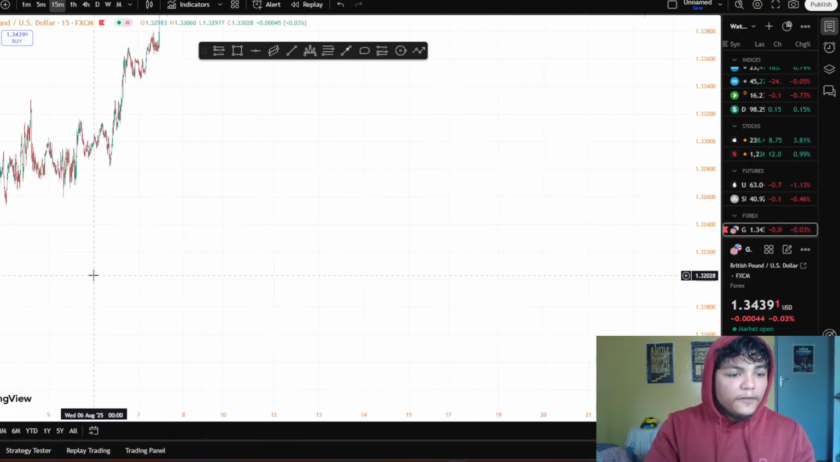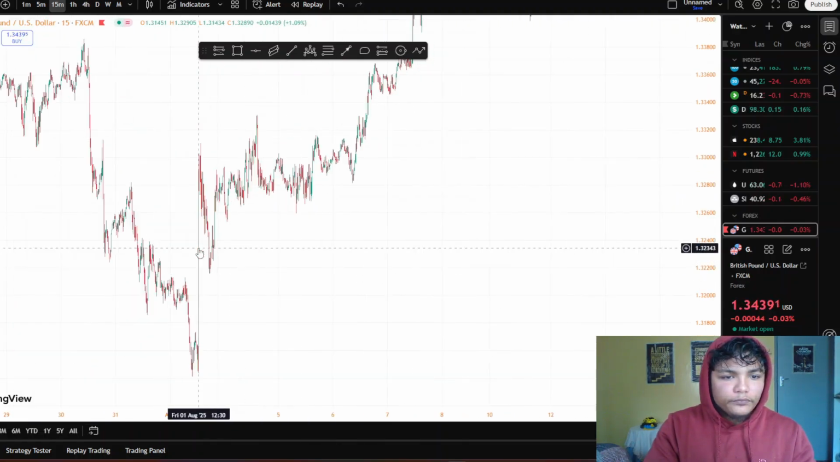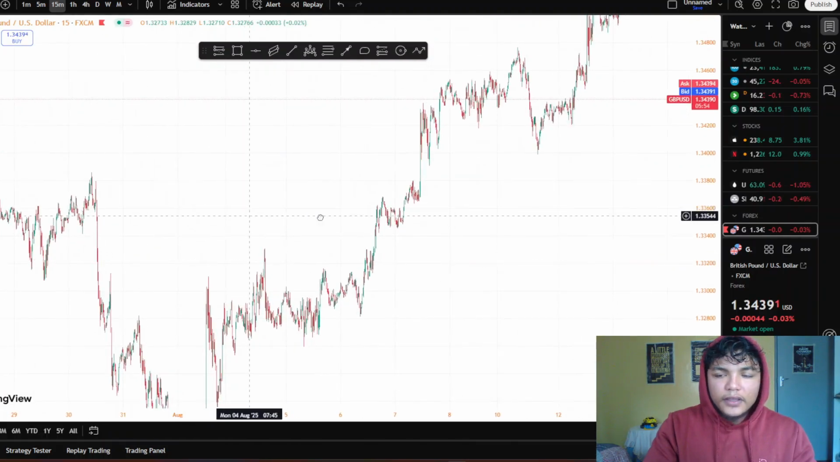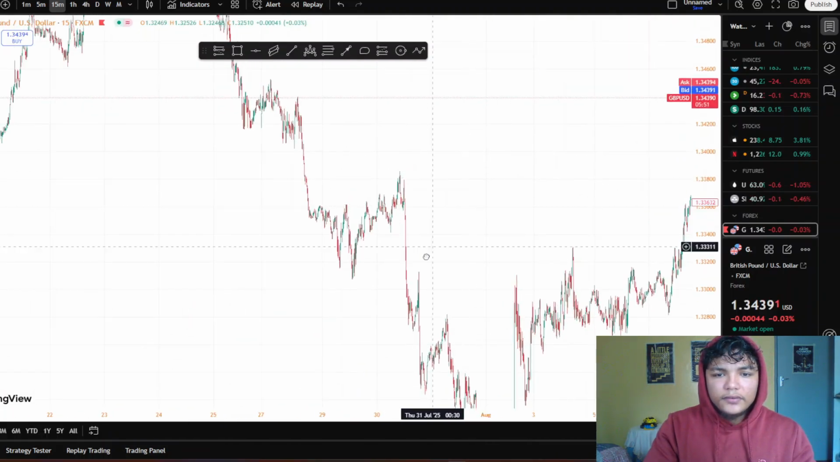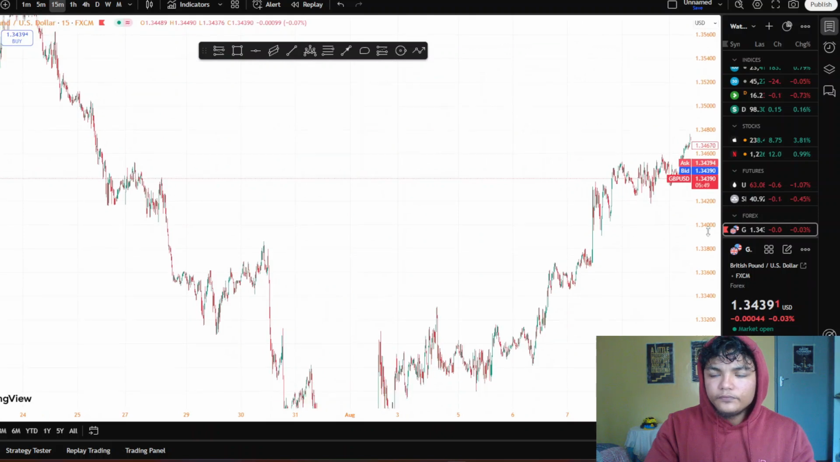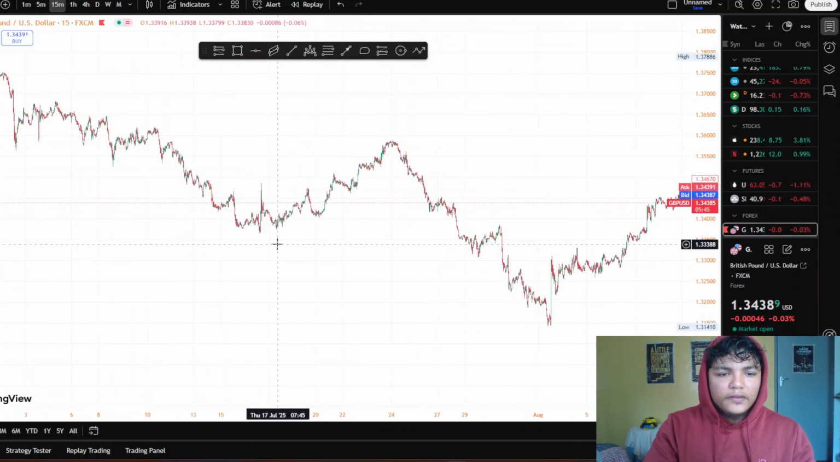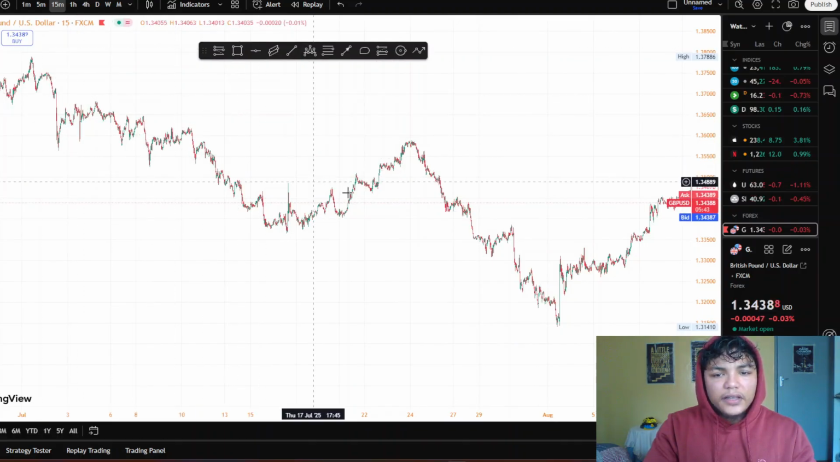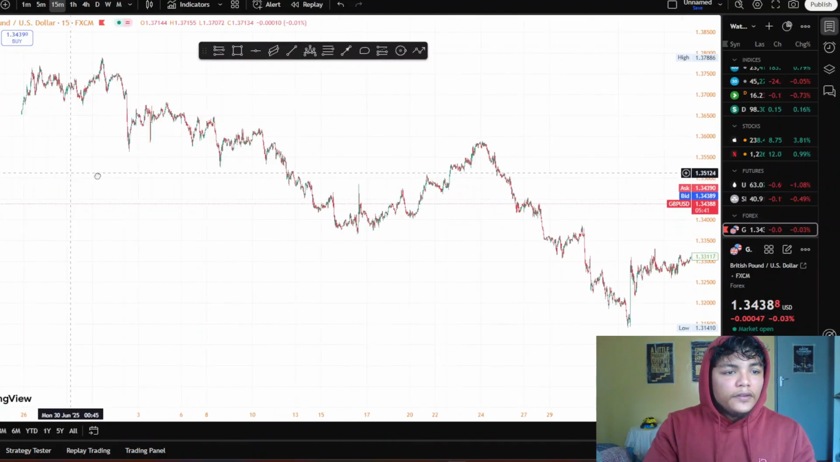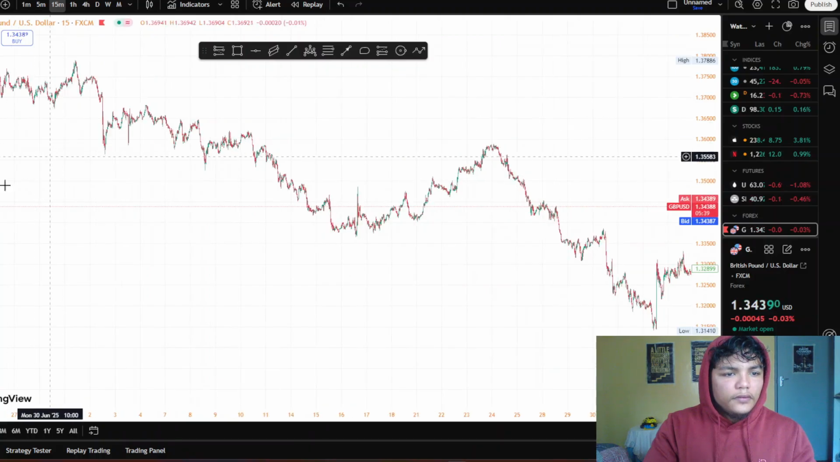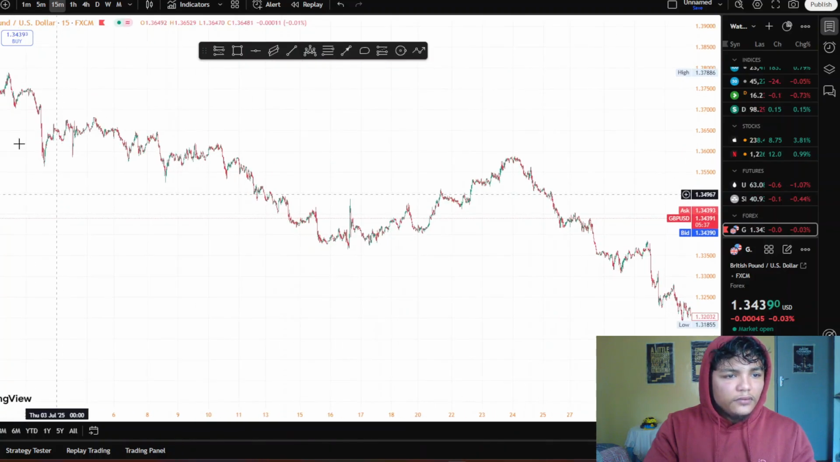We are on a 15-minute time frame. Let's see where to start. We can clearly see the market is in a downtrend, and then an uptrend. So let's start with the downtrend right over here.